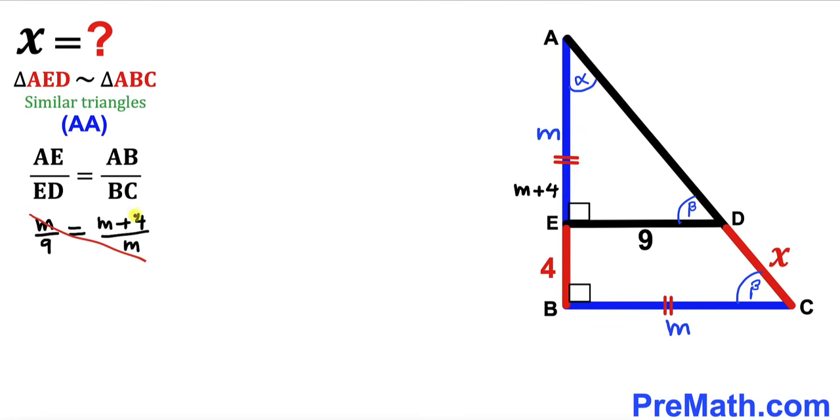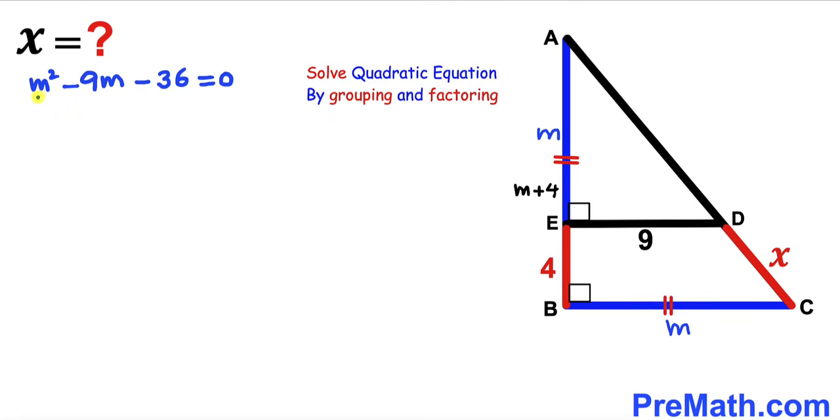Now we are going to cross multiply. So we get m squared equals 9 times m plus 36. Now I am going to move all these terms to the left-hand side. So we end up with m squared minus 9m minus 36 equals 0. Thus we have this quadratic equation, m squared minus 9m minus 36 equals 0, and we are going to solve it by grouping and factoring.